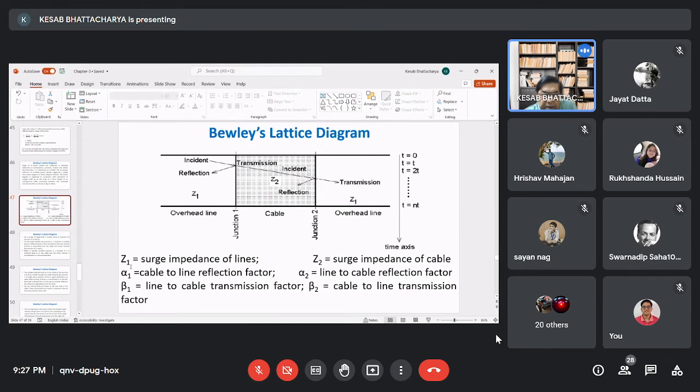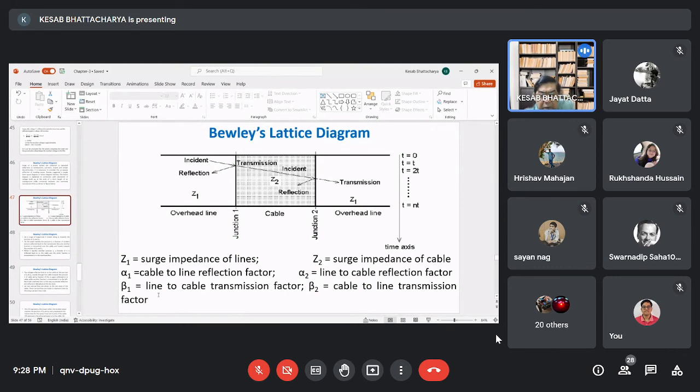Here we assume that Z1 is the surge impedance of the line, Z2 is the surge impedance of the cable. Alpha 1 is the cable to line reflection factor. Alpha 2 is the line to cable reflection factor. The reflection factors can be calculated very well using the relationships which we have already developed, that is VR is equal to (Z2 minus Z1) by (Z2 plus Z1) into VI. That (Z2 minus Z1) by (Z2 plus Z1) is here your alpha, that is the reflection factor.